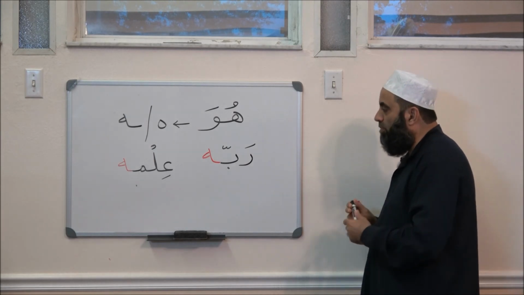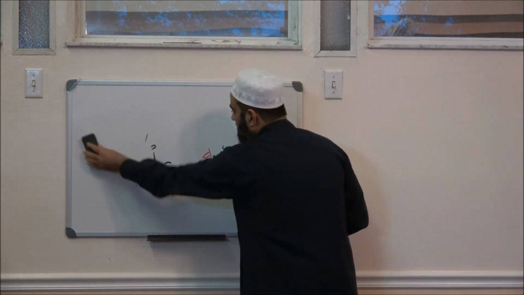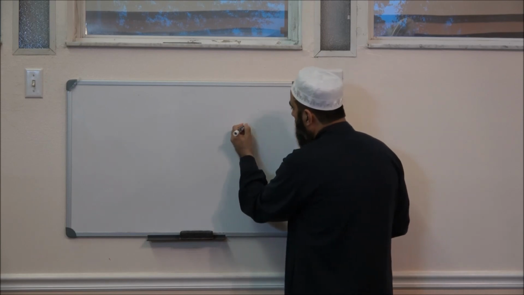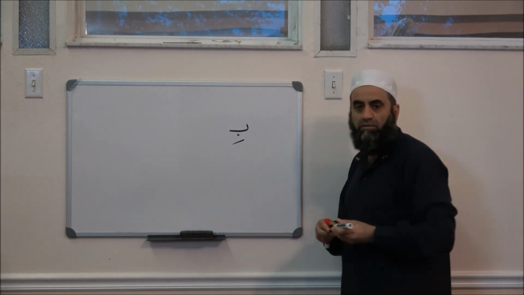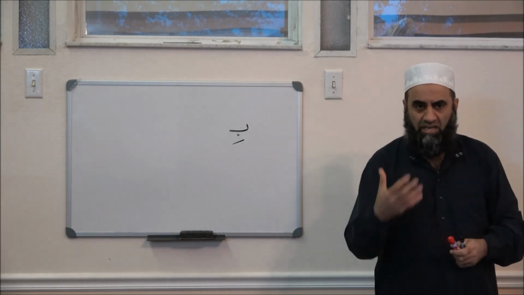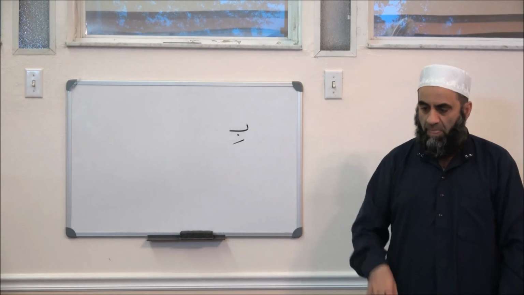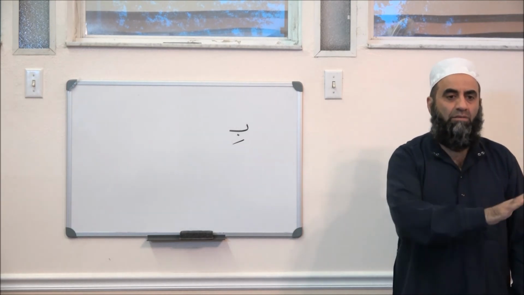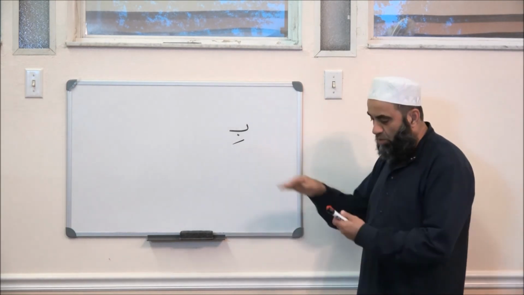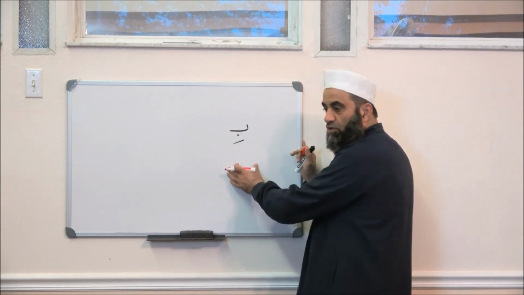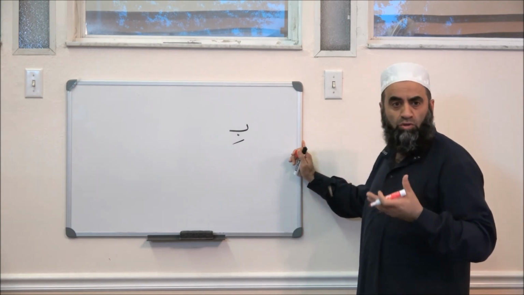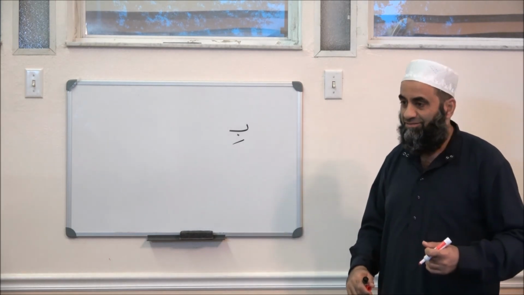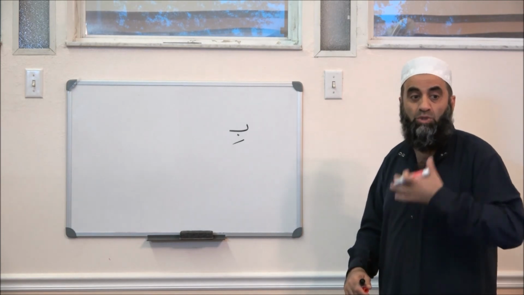Remember when I attached the letter ba to kul? The letter ba, b, it means in. Like for example, Bismillahir Rahmanir Rahim. So it's the ba plus ism, which means the name. Bismillah, in the name of Allah. Right? The ba means in, or the utility of, or it could be translated as using. In the name of Allah, using the name of Allah, utilizing the name of Allah.